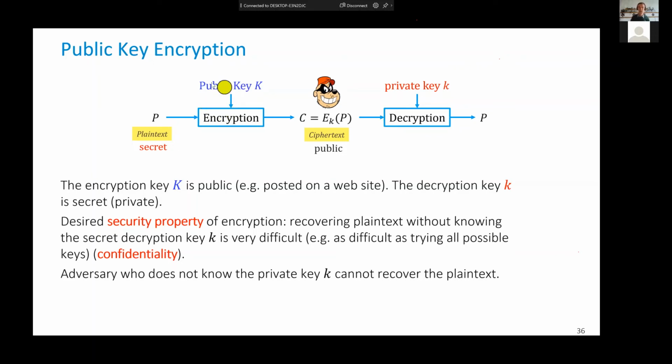Now the difference here is that this key is not the same as will be used for decrypting and can be made public here. So this is a key that doesn't need to be secret here. So I encrypt the message with the public key. Of course, this public key is associated with the destination. So in some sense, we say it is the public key of the destination.